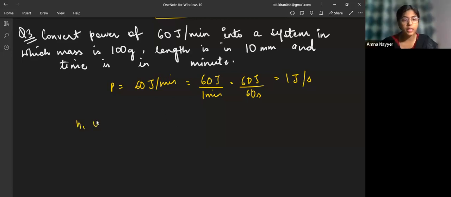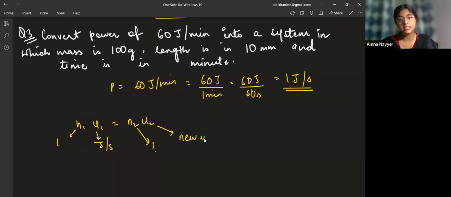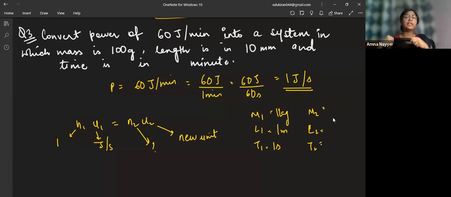Now see, N1 U1 is equal to N2 U2. N1 is 1, we won't use 60. This becomes joules per second. N2 is unknown. U2 is the new unit that is given. M1, L1, T1, which we write, are fixed: 1 kg, 1 meter, 1 second. But where we were writing 1 gram, 1 centimeter, 1 second, this is given to you as 100 grams, 10 millimeters, and 1 minute. So we'll use this, and then convert it into the same unit for cancellation. Rest of the steps will remain the same.